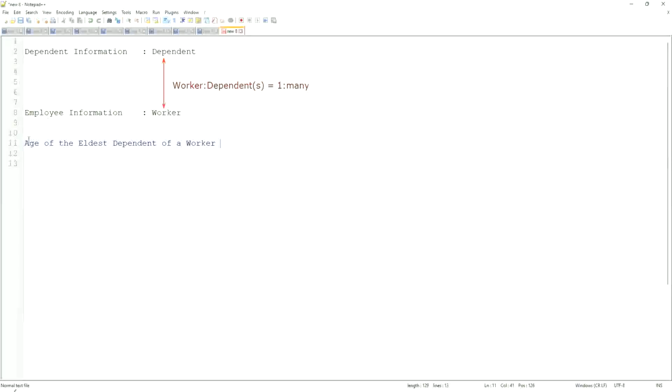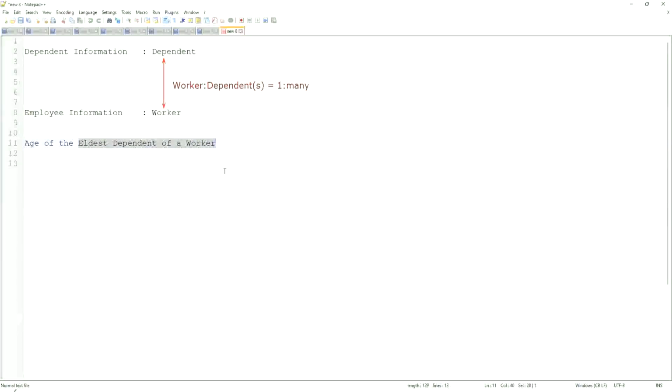There are two things to it. One is the eldest dependent of a worker, and then the age of the eldest dependent. First, we have to find out who is the eldest dependent. Then we find out what is the age of that eldest dependent. We break it down into smaller pieces. Now, eldest dependent.